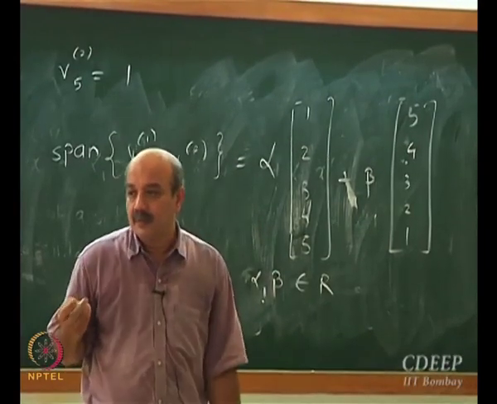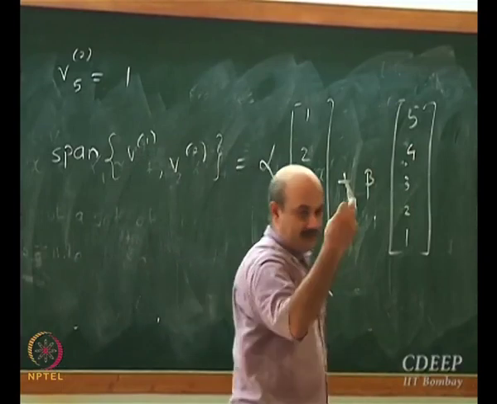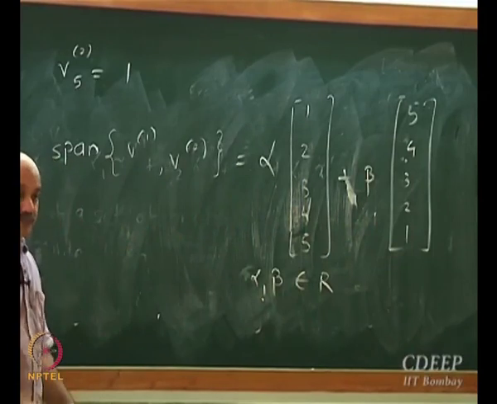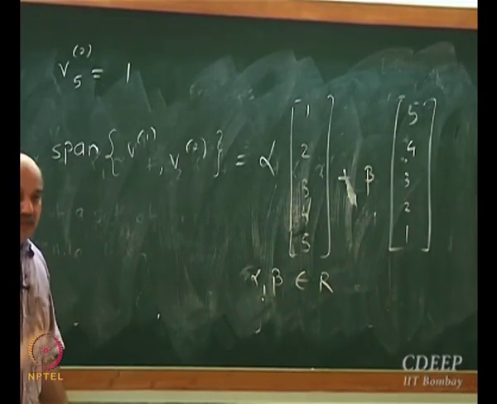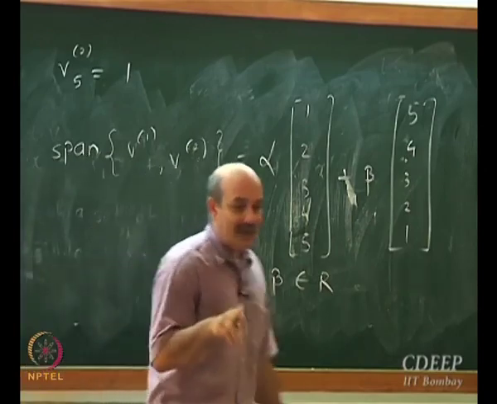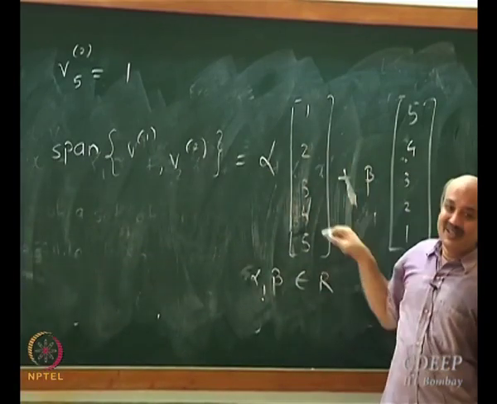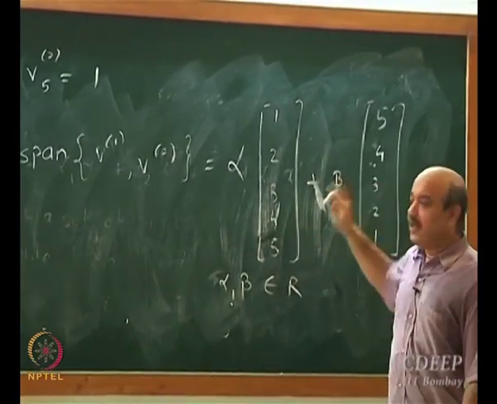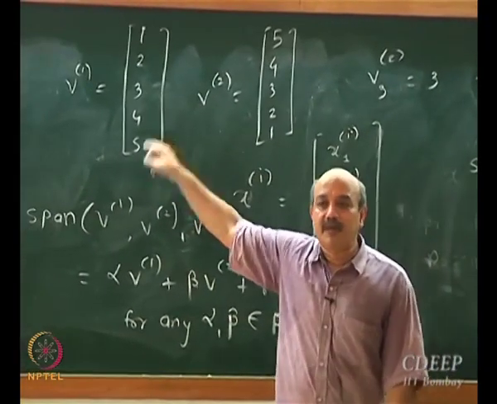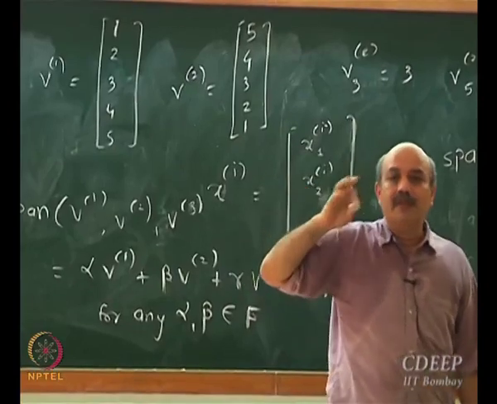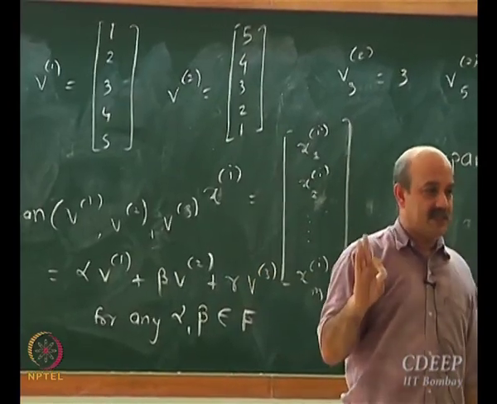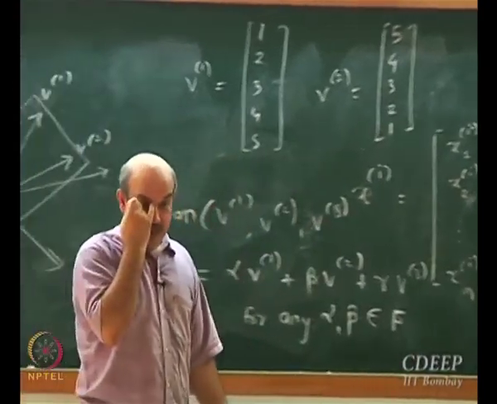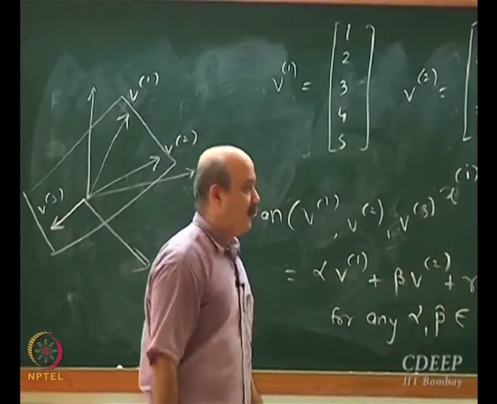What is R5? Five-tuples. A space consisting of vectors where each vector has five components. So the number of components in a vector doesn't define the dimension. Just because it has five components doesn't mean this linear combination will define a five-dimensional space. If I take only one vector, say v1, what will be alpha times v1? A straight line. It's a one-dimensional subspace of R5, the five-dimensional space.